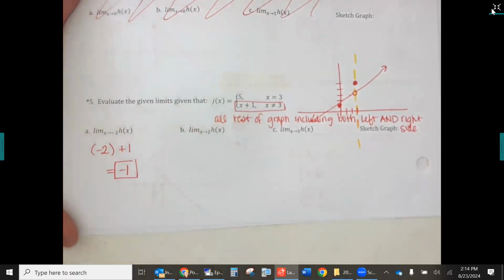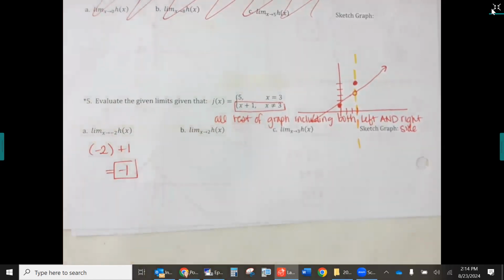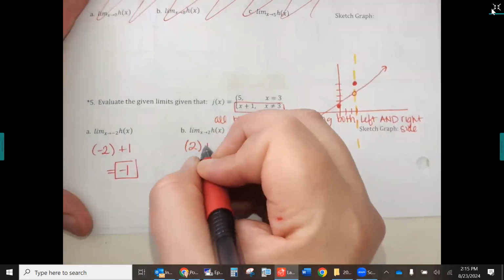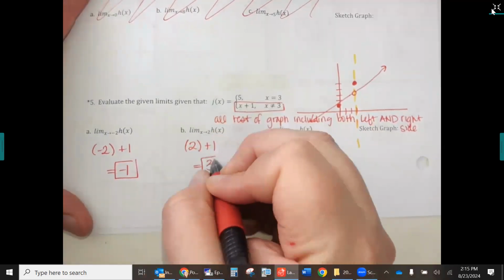Let's go to the next one. Now I want x approaching 2. Is that a number that equals 3 or is not equal to 3? 2 is not equal to 3. Then where do I plug in? Top or bottom? Bottom, which means that 2 plus 1 is 3 for my answer.